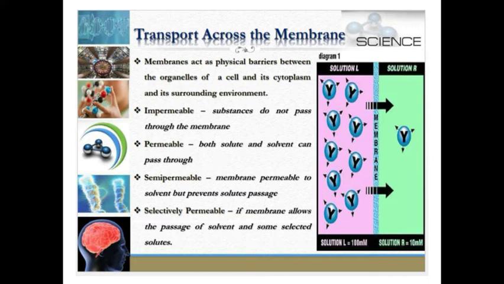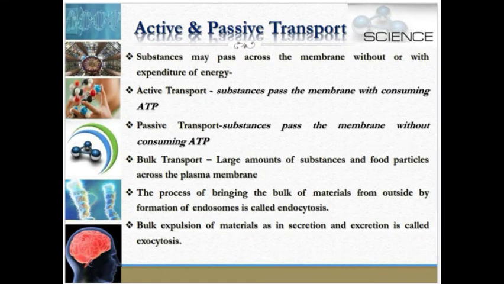This is how transport happens across the membrane. So there are two types of transport. They are active and passive transport. Now we are going to see about the active transport. What is active transport? The substance may pass across the membrane with or without the expenditure of energy. This is called transport. In active transport, if a substance passes through a membrane, it should consume some of the energy. Energy is consumed in the form of ATP, adenosine triphosphate. This consuming of energy with a fast movement of the particle is called active transport.